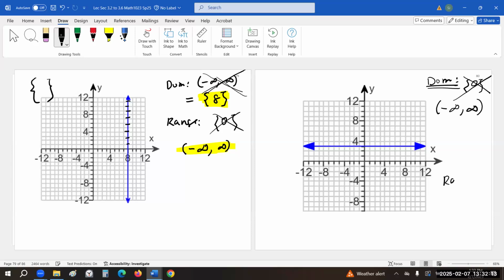Now range. Can the answer ever be 0? Depends on the graph. So what's the range here? Negative 3 is here. Positive 3.